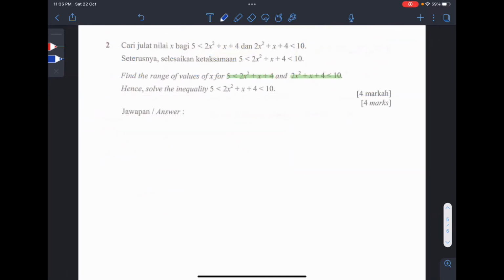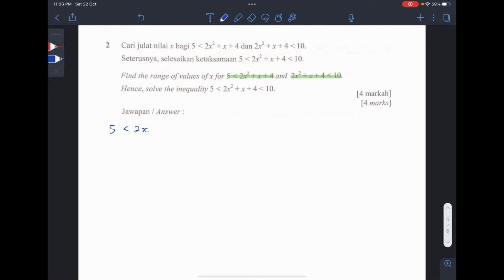So we are on question 2 right now. It says, find the range of the values of x for the following inequalities. They gave you 2. Hence, solve the inequalities 5 less than 2x squared plus x plus 4 less than 10. It is a 4 mark question. So the first thing that we want to do is solve the inequalities separately.